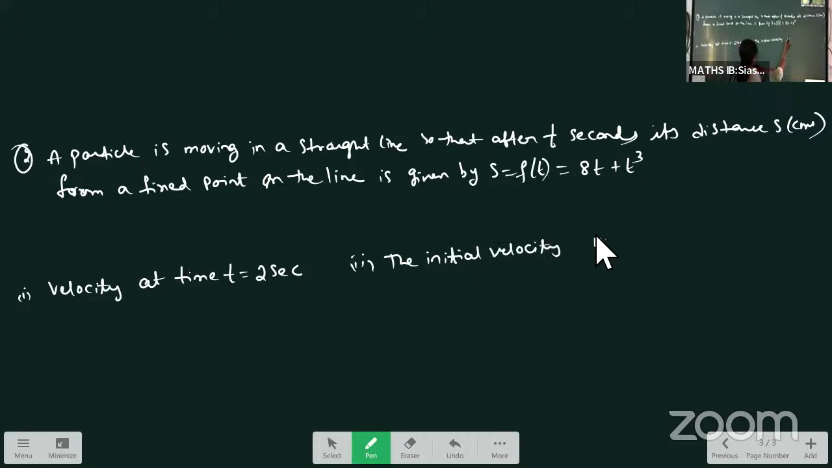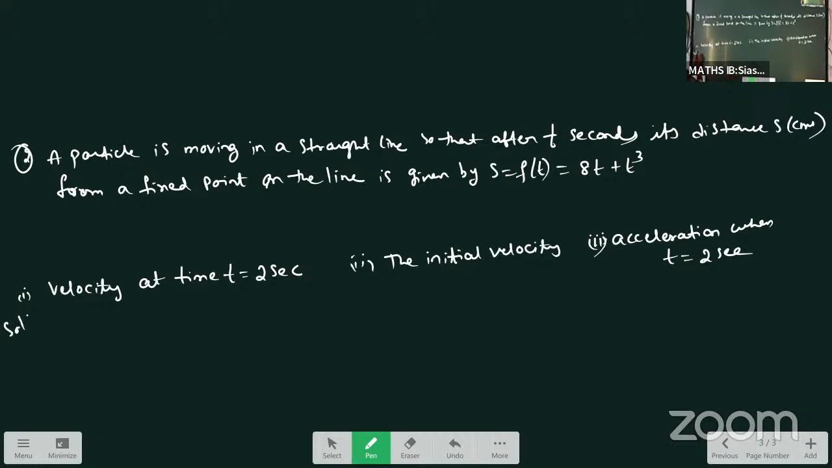Then third point, acceleration when t is equals to 2 seconds. These 3 points we have to find out by using the distance equation.